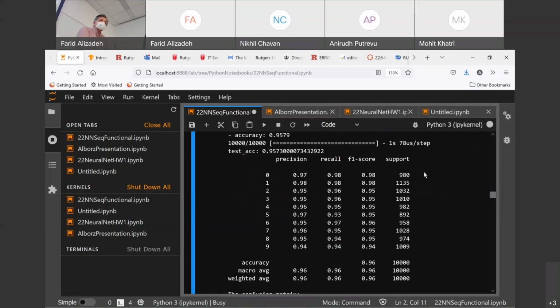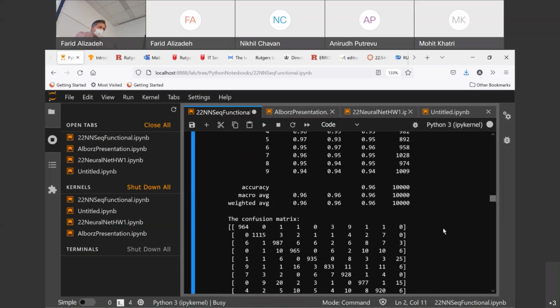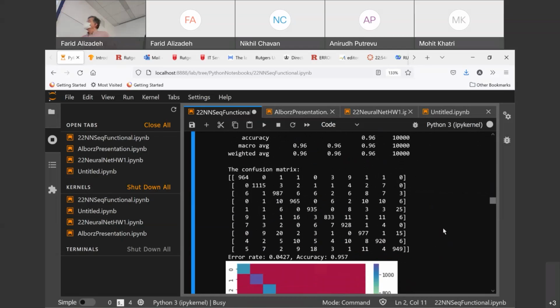this precision, recall, F1 score, at some point I may have the patience to describe what these are, but what you want to know is basically the 96%. And then the confusion matrix. So each row is the label of the classification. In this case, these are pictures of 0, 1, 2, 3 through 9. So the rows are 0 through 9, and the columns are also 0 through 9. For each picture, the row is the true value and the column is the predicted value.